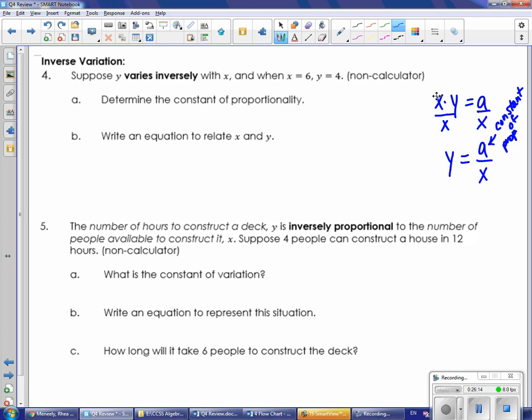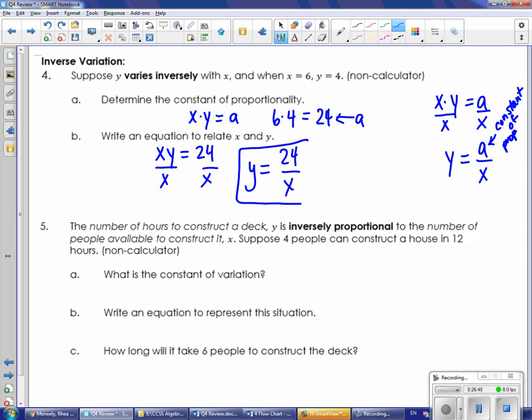So in number 4, this is just sort of a naked problem. It says, suppose y varies inversely with x, and when x is 6, y is 4. So if I want to figure out what that relationship is, I've got to figure out what the constant of proportionality is. And again, all we have to do is multiply x times y to get it. So if I know that x is 6 and y is 4, that gives me the constant of proportionality, which is going to be 24. So if I want to write an equation to relate x and y, I know that x times y is 24, and if I solve for y, then y is going to be 24 over x. So when it's naked, it doesn't really make a lot of sense to me.